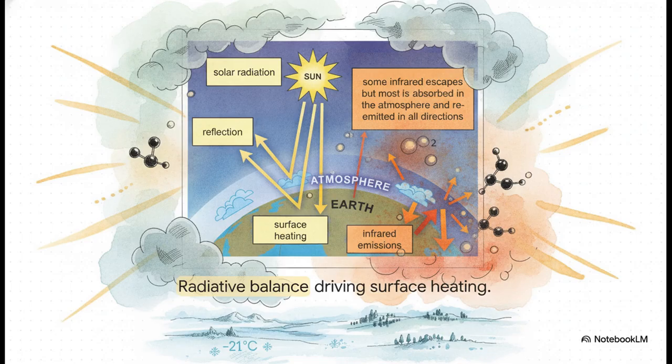Instead of just escaping into the void of space, a huge chunk of this infrared heat is absorbed in the atmosphere by gases like carbon dioxide and water vapor, and then bounced back in all directions. Without this natural blanket, Earth's average temperature would plunge to a freezing -21 degrees Celsius. No way we'd survive that.